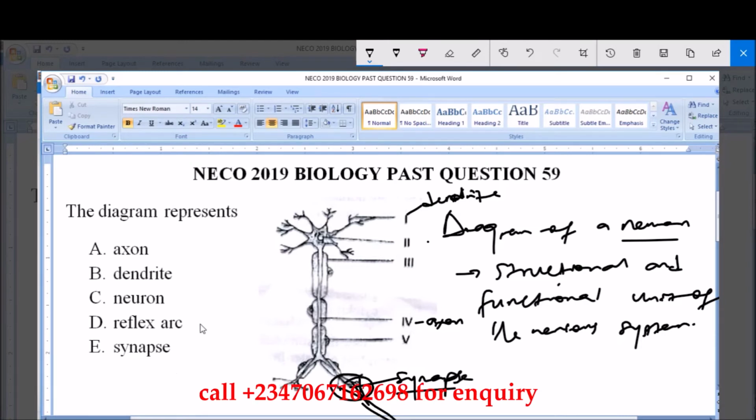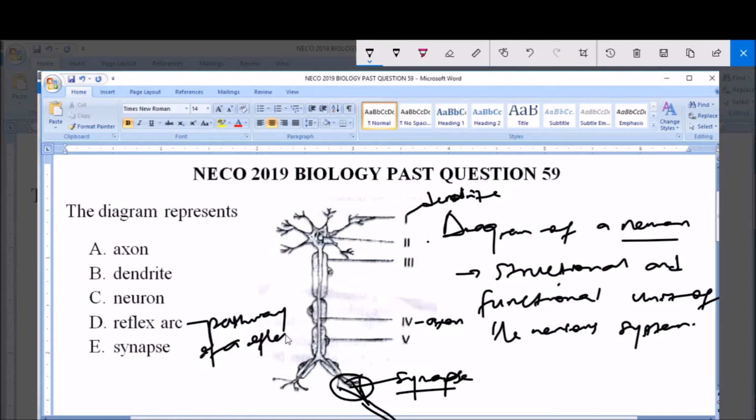Then this is reflex arc. Reflex arc is just the pathway of a reflex action. And I believe we know what reflex actions are. That is an involuntary action that is not controlled by us, we don't control these actions. An example is an eject. So the pathway of this reflex action is the reflex arc.